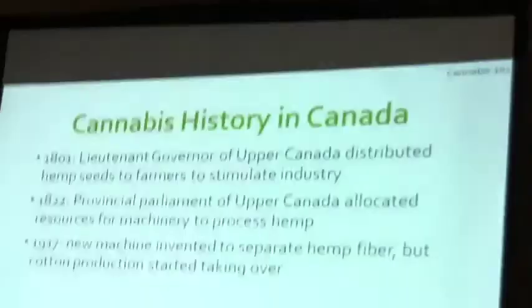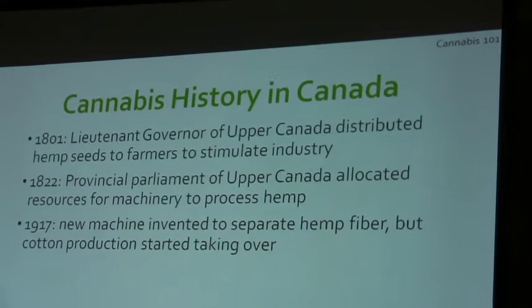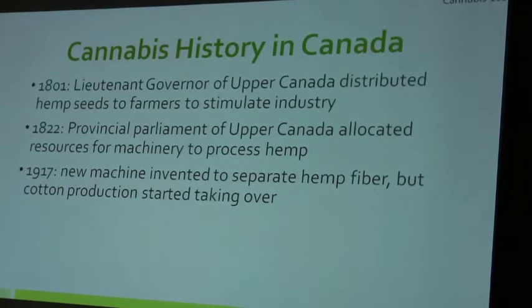In 1917, there was a new machine developed specifically for this purpose to start to extract the fibers. Cotton did also start to compete within this sector. So here we first start to see competing interests with other industries, other crops, and other individuals against hemp.